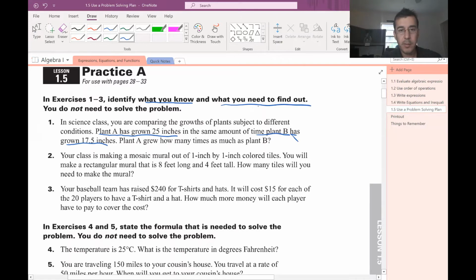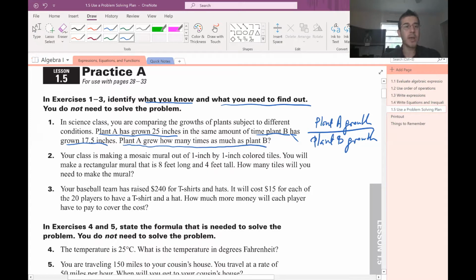That's all we know. And then we have to find out basically the quotient, or how many times plant A grew larger than plant B. So it's basically what we have to find is the quotient of plant A growth over plant B growth. Okay, that's what we have to find out. And that would be 25 over 17.5, but we don't have to solve the problem.